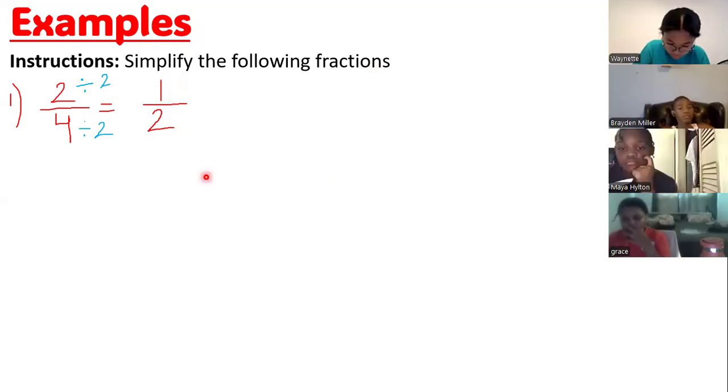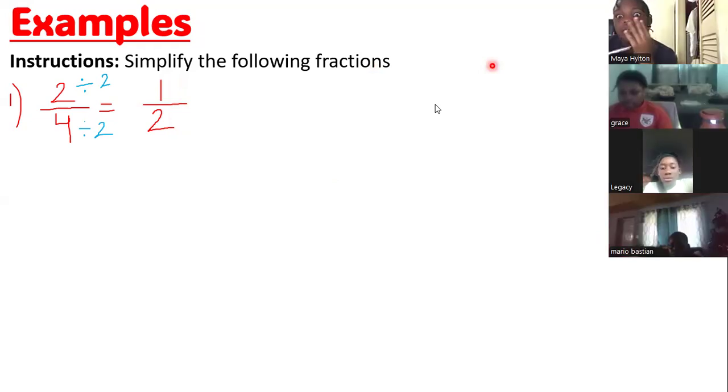And so, could I change it to a whole number or a mixed number? No. The only thing that'll change it into is a decimal, and you get 0.5. And we don't want to do that. Mr. Petit, yes, sir. You can simplify with 1, right?